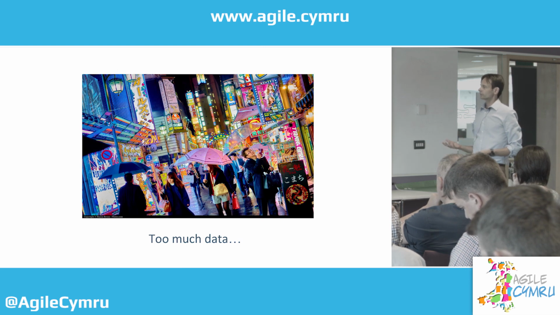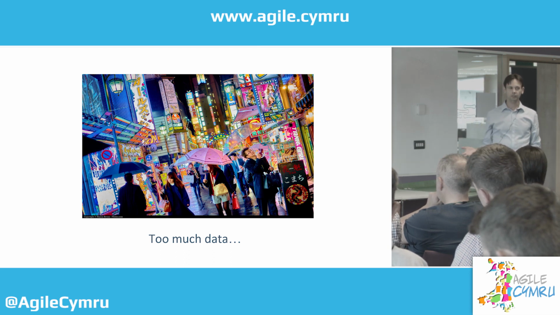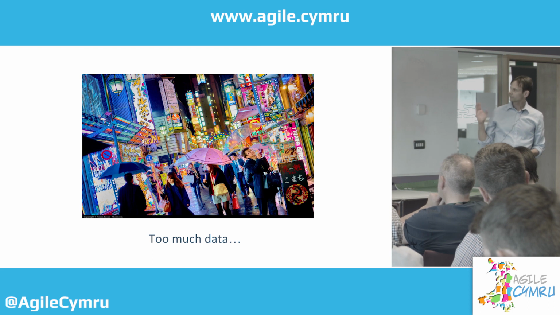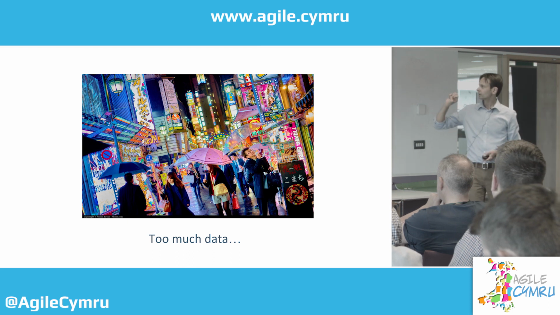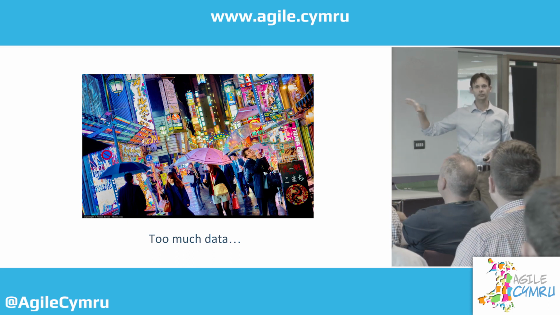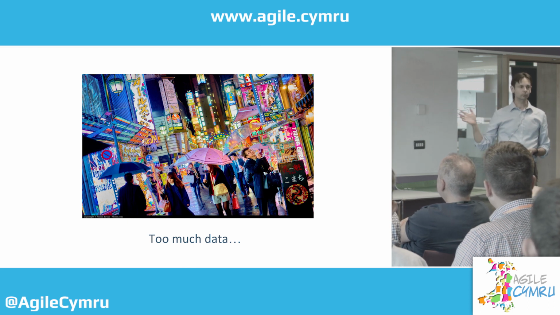The next one is the amount of data. So have a look at this scene. There's a lot going on here. Even without interpreting it, we can probably see little bits of information: there's umbrellas, there's lots of lights, and you've probably made a conclusion about where it is. But there's a lot to take in just in this simple street scene.